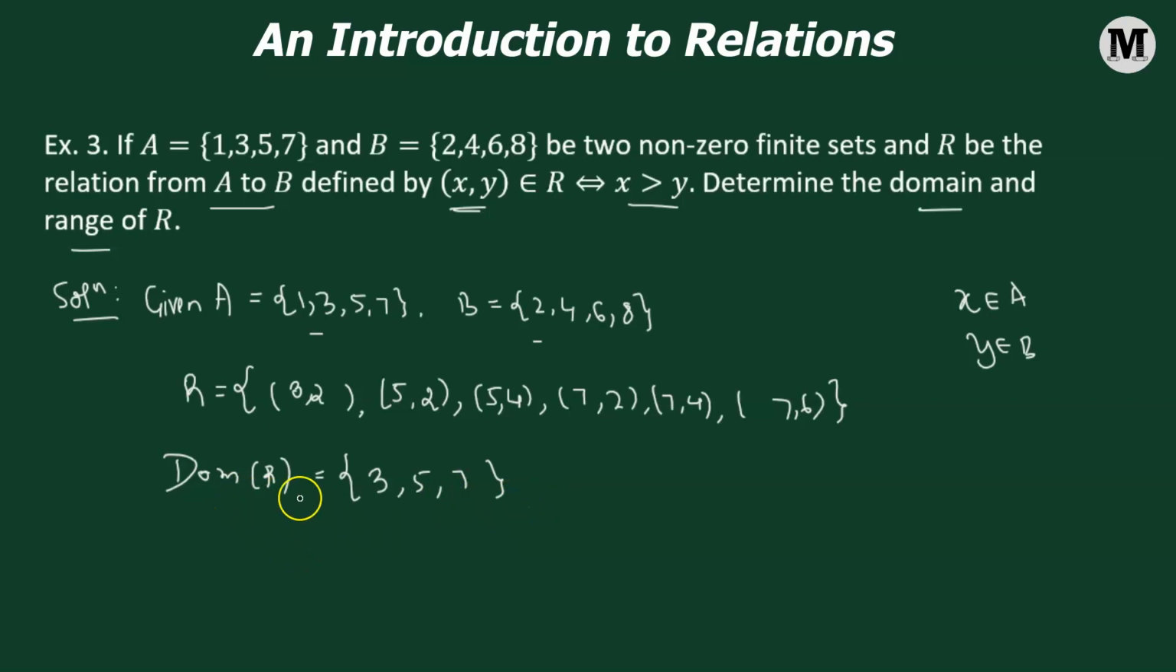So the domain of R will be 3, 5 and 7, and then we have the range of the relation R. That's going to be equal to the second element of each of the ordered pairs. So we have 2, 4, 2, 4, 6. So that means it's going to be simply 2, 4 and 6. So that's going to be the range of the relation R.